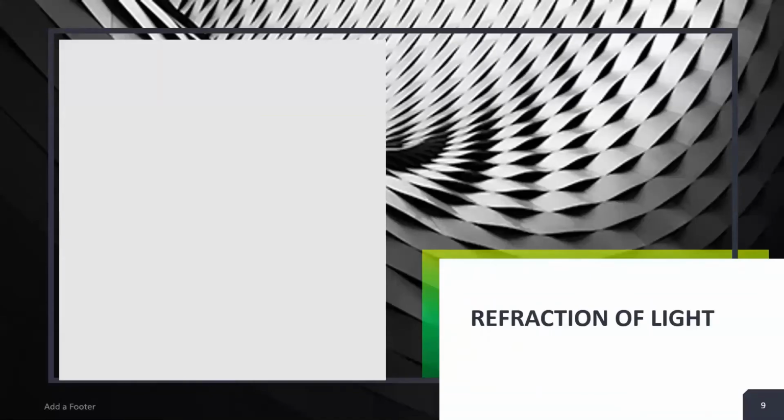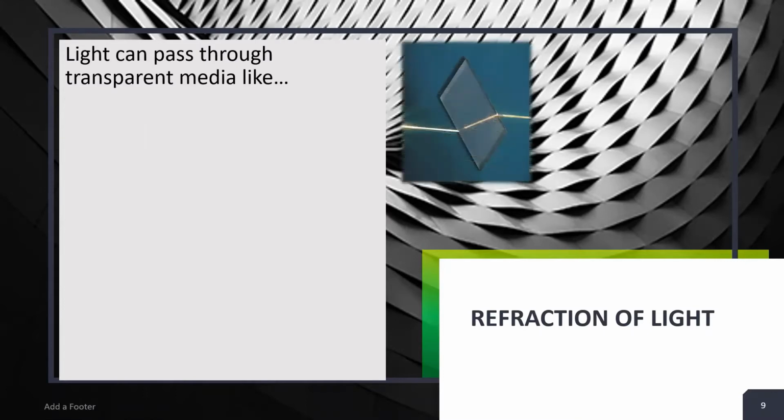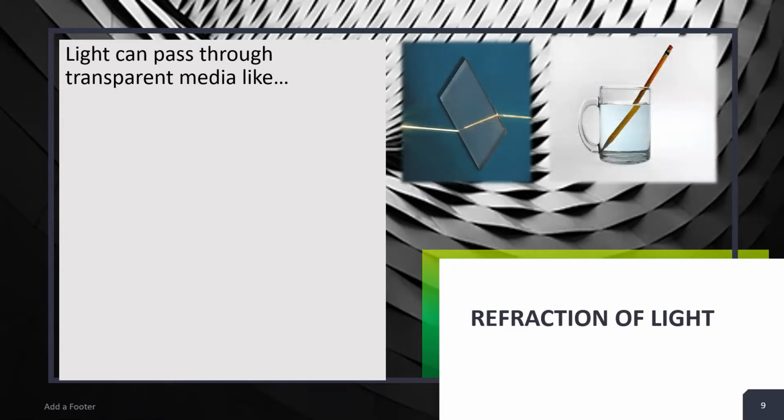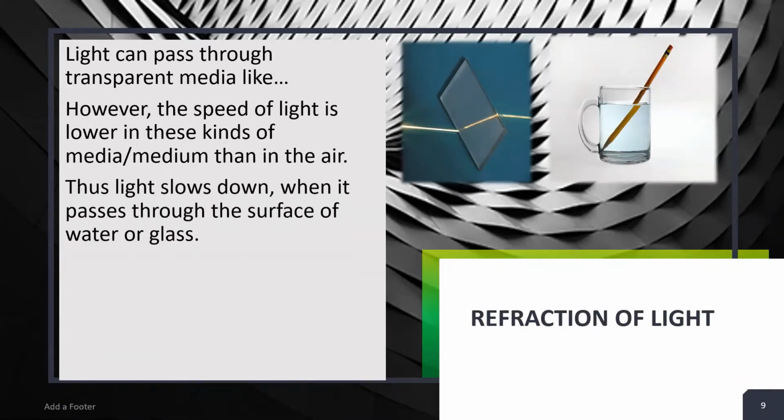In refraction of light, light can pass through transparent media or materials like a glass of water or some kinds of plastic. However, the speed of light is lower in these kinds of media than in the air. Thus, light slows down when it passes through the surface of water or glass.